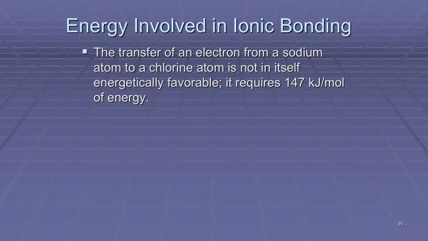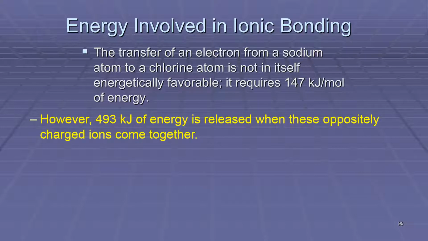Okay, so we kind of fib a little bit because we're always saying, well, sodium really wants to get rid of an electron and chlorine really wants to gain an electron, but the actual transfer of that electron from a sodium atom to a chlorine atom actually requires energy. You have to put some energy in to make that transfer happen. 147 kilojoules per mole has to be put in.